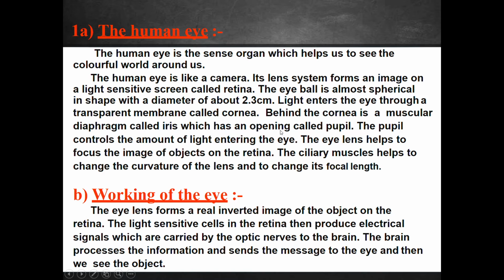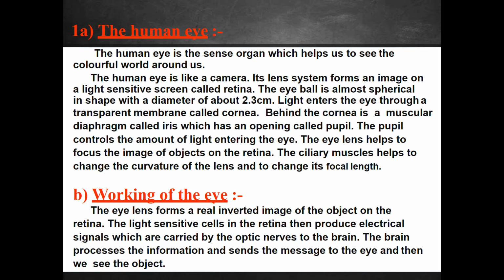And this iris has got an opening there. That opening is known as pupil. Pupil is the actual place from where the light enters. So pupil controls the amount of light entering into the eye. Then eye lens, that helps to focus the image of the object on the retina. This eye lens is convex lens, and ciliary muscles, they help to change the curvature of the lens and they change the focal length. Now what does it mean?